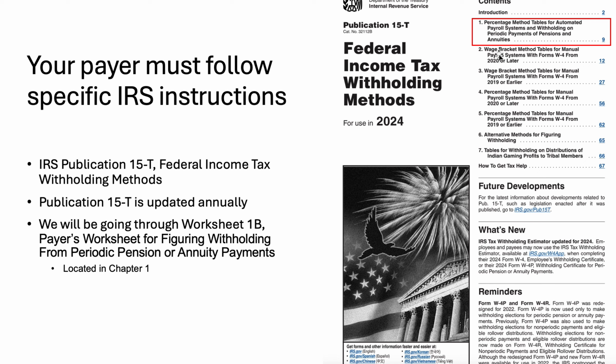from your payments. To do this, we will walk through Worksheet 1B of Publication 15T, which is also known as the Payer's Worksheet for Figuring Withholding from Periodic Pension or Annuity Payments. This is the exact worksheet that will give your payer guidance and instruction on how to calculate your tax withholdings. Before we go through this, there are a couple of key concepts that you should understand.